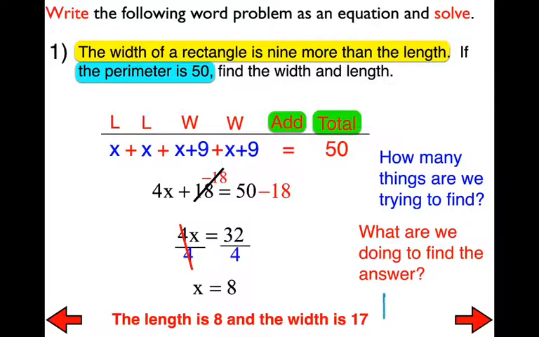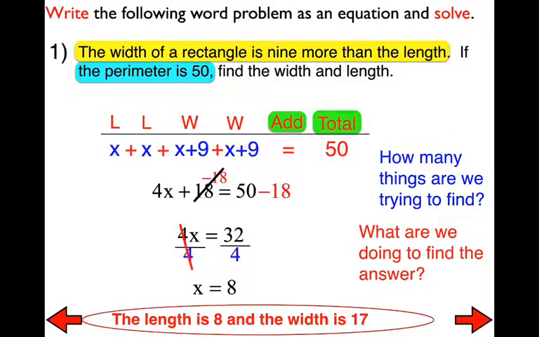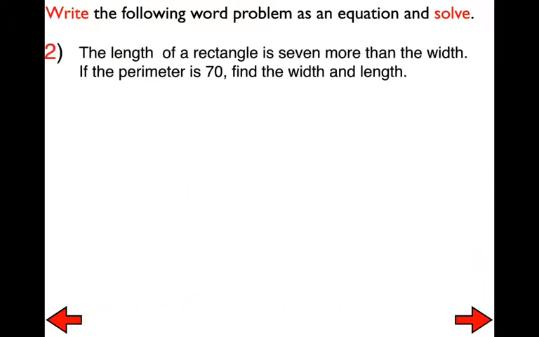And you could do a quick check here. 8, 8, 17, 17. Add all 4 of those sides up because that's how we find the perimeter, and it will be 50 like it is supposed to be. Okay? All right. You try number 2. If you're watching the video at home, pause the video, press play when you want to compare your answer.